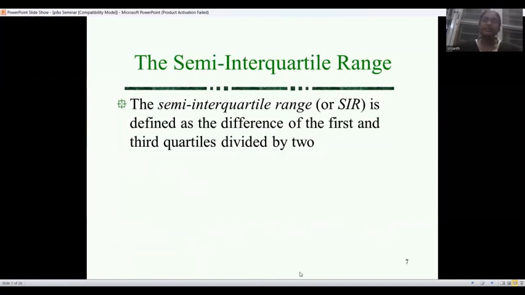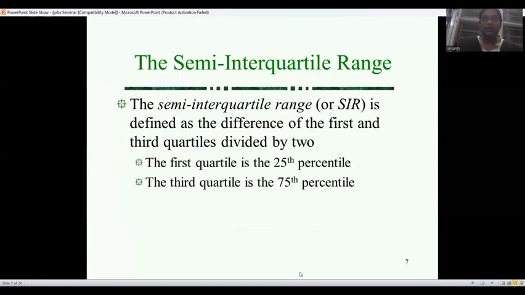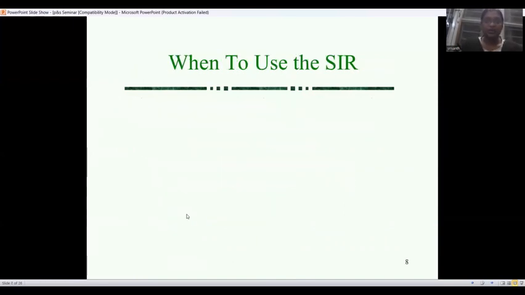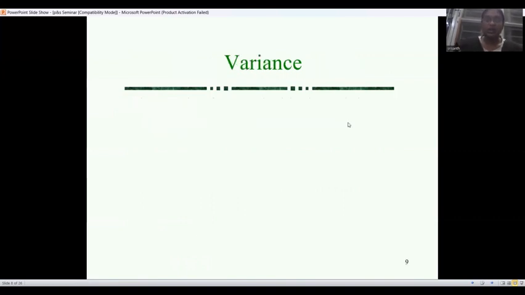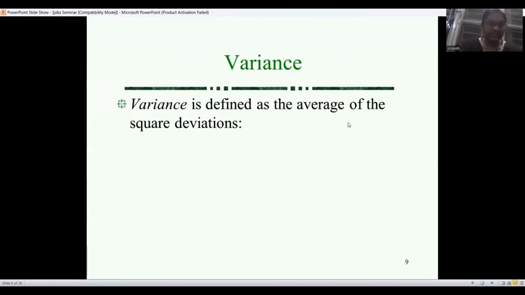Semi-interquartile range is defined as the difference between the third quartile and the first quartile, divided by 2. The first quartile is the 25th percentile, and the third quartile is the 75th percentile, so the semi-interquartile range equals half of Q3 minus Q1. When to use it? The semi-interquartile range is often used with skewed data as it is insensitive to extreme scores. Variance. Let us see what variance is.